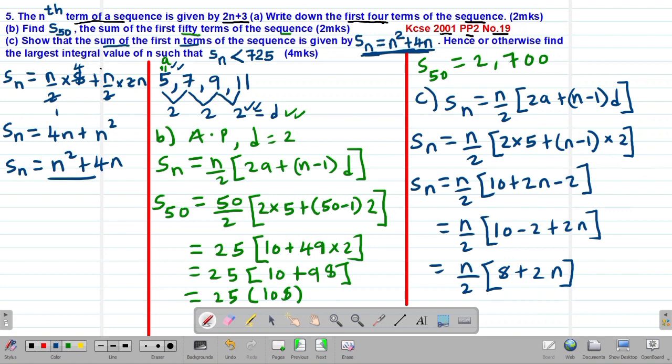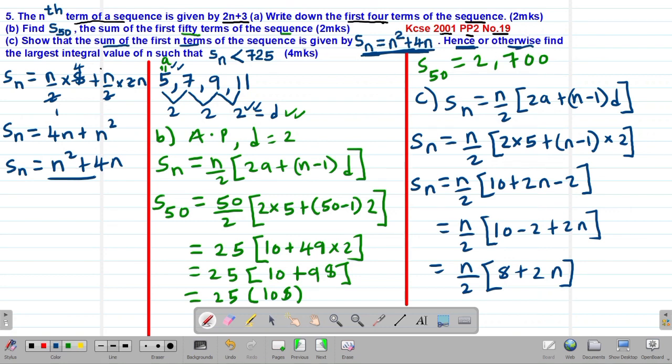So the second part of part C, we are told to "hence or otherwise." If you are given the word hence, it simply means that you have to use one of the answers that you got in the previous stages. But if you are told otherwise, it means you are free to use any other applicable method that will still give you the same final answer.